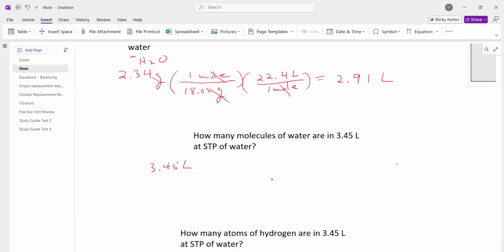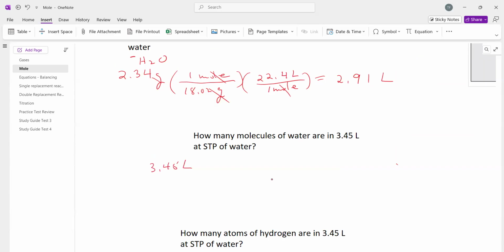345 liters of gas. And I specified water, but I didn't need to, because with gas, it doesn't matter the chemical. Also, when we're talking about how many molecules, that's non-specific also. So I can replace water with gasoline. I can replace it with anything because it's non-specific. Because all we're doing is counting.